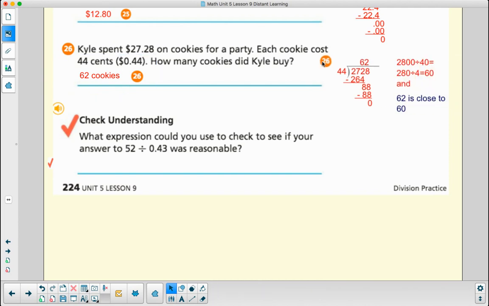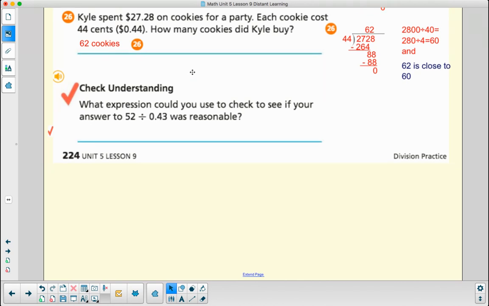Now let's see if it was reasonable. I said, hey, dividing by 44 is real similar to dividing by 40. 27 is close to 28, so 2,800 divided by 40, which is the same as 280 divided by 4, which is 70. And 62 is close to 60, so 62 is reasonable.